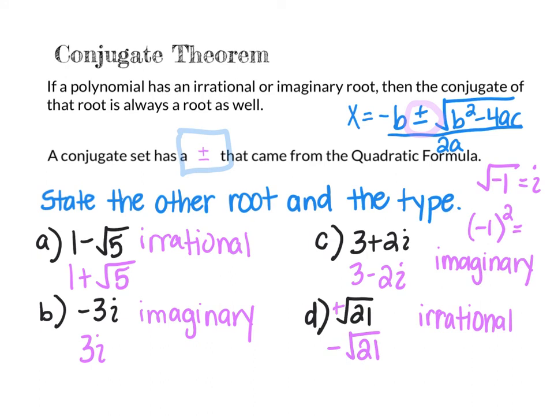Now, the reason that you need to know this is because when we start talking about the total number of roots and what type of roots we have, you need to understand that if I give you an imaginary root, it has another root with it. If I give you the positive imaginary, then you need to know that there is also a negative, and that counts towards your total when it comes to the fundamental theorem of algebra. So this theorem simply says that if I have an irrational or an imaginary root, they come in sets, which means I have a pair, a plus and a minus.